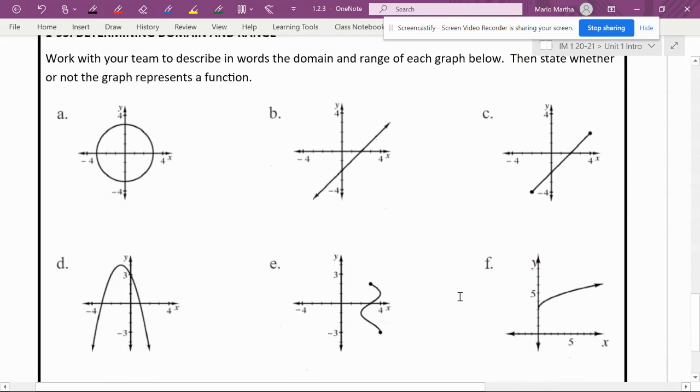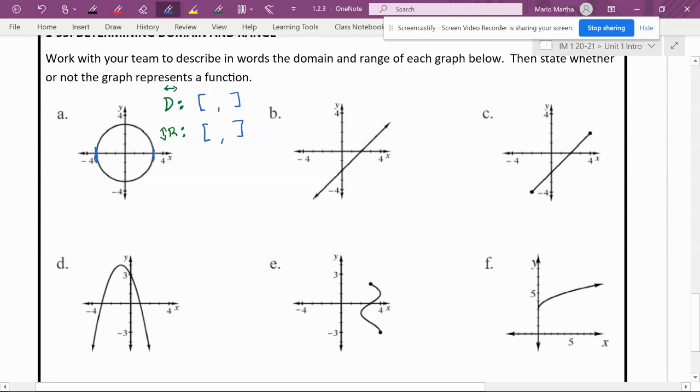All right. And then let's look at the next set of problems. So work with your team, or in this case, work with yourself to describe the domain and range of each graph and then state whether it represents a function or not. So pretty much again, if you look at the first one, start with the domain. Domain, remember, goes left to right, and then the range goes up and down, right? So here, we start at our leftmost value and then our rightmost value, and again, it's part of the line, so we're going to use the square brackets for both of these, and then a comma.